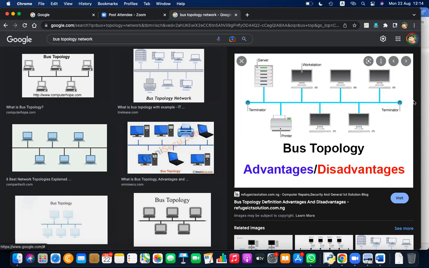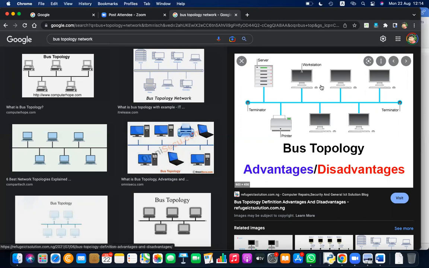So what are the advantages? What are the disadvantages? What do you think? Just think. All the computers are connected to the main line. So what will happen? If there is a breakdown of the main line, every single computer and computing device will be affected. Main line failure will affect all.